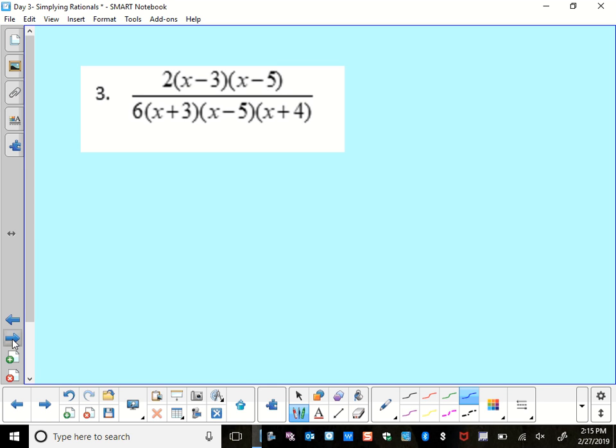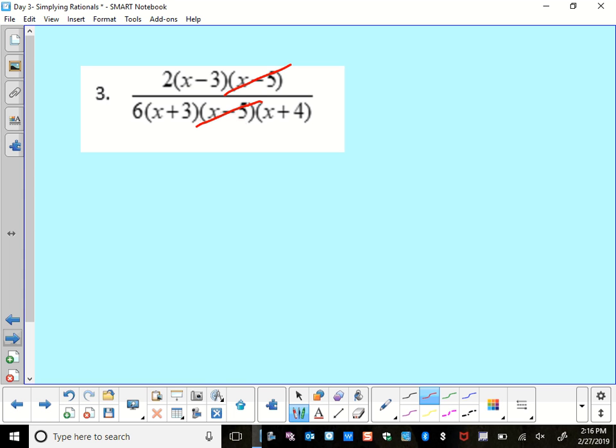Let's look at number 3. I want you guys to cross out things from top to bottom that you think you can cross out. What did you guys cross out? X minus 5, X minus 5. Anything else we can cross out? No. Can I simplify anything?